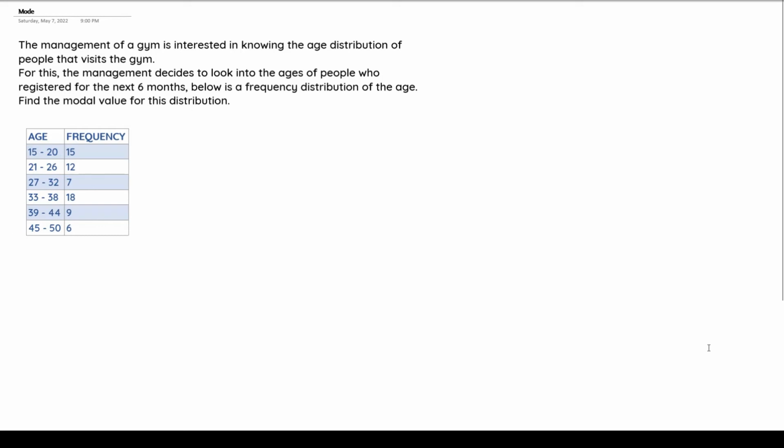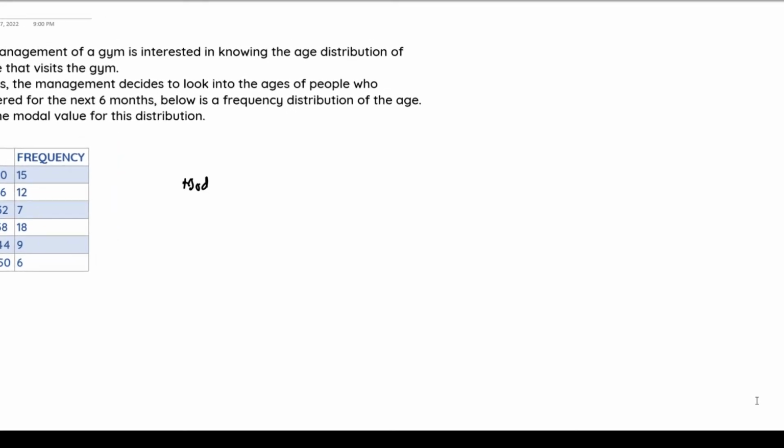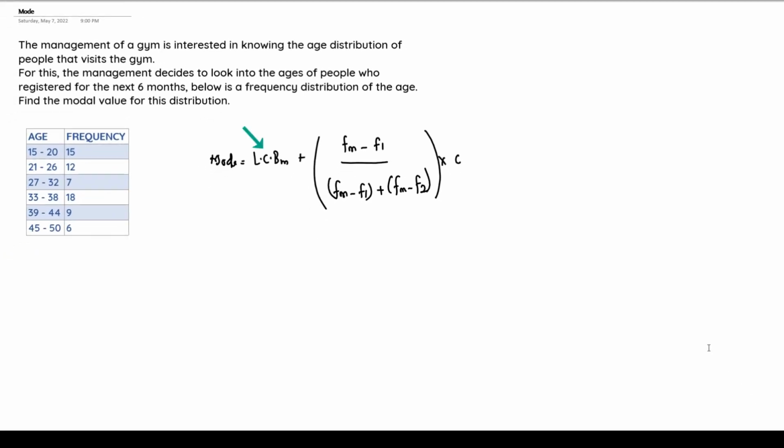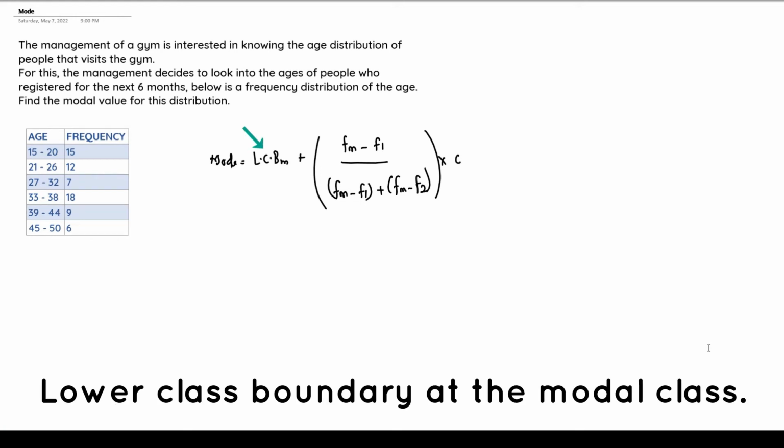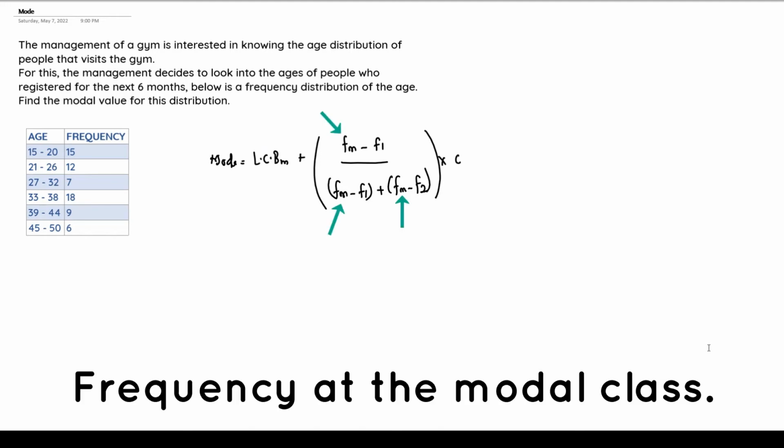The formula for getting the mode of this kind of distribution is: mode is equal to LCB subscript M plus a big bracket that says FM minus F1 divided by FM minus F1 plus FM minus F2, then times C. The LCB subscript M simply implies that we're talking about the lower class boundary at the modal value. The FM represents the frequency of the modal value.